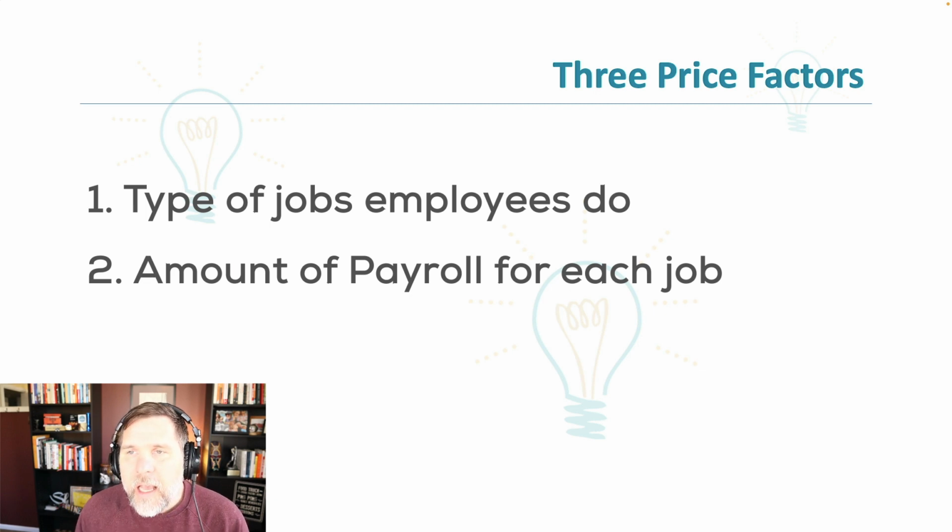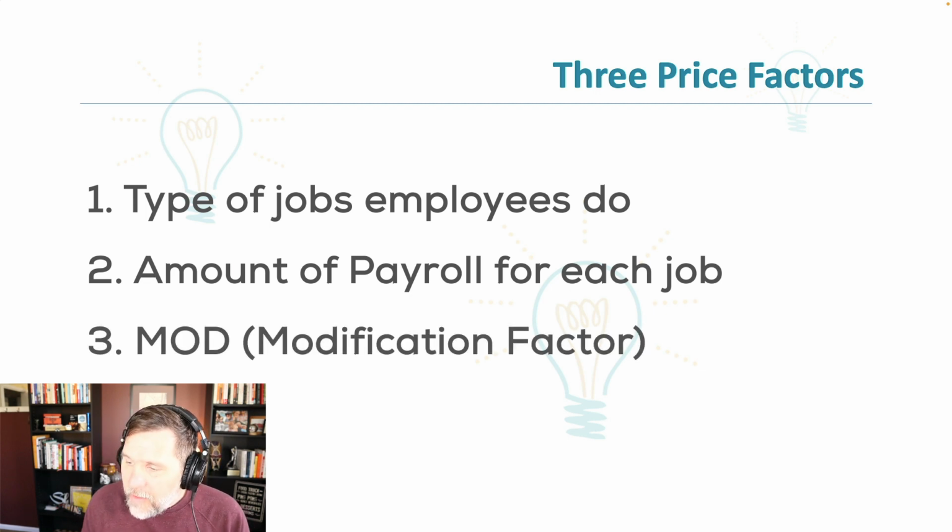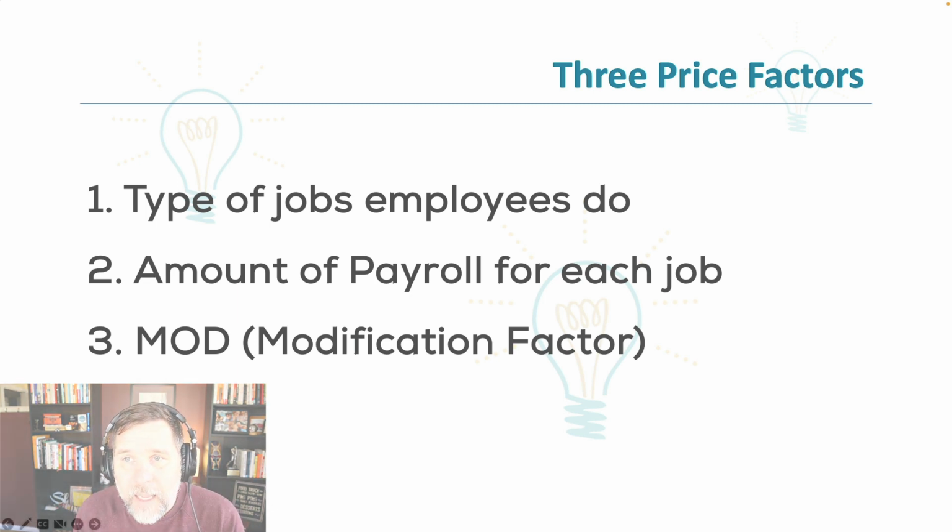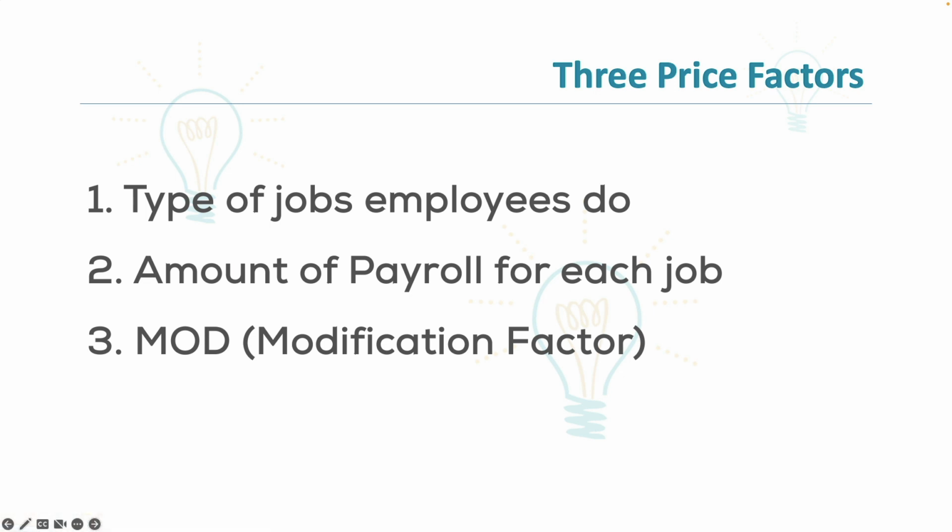So if your business has 4 or 5 different types of jobs, each one of those will have a payroll allocation set aside that you feel over the course of the next year is going to be paid out for that given type of job. And the last one is your mod, or the modification factor, based on how many claims you have had. And I'll give you an example of that as we go forward.